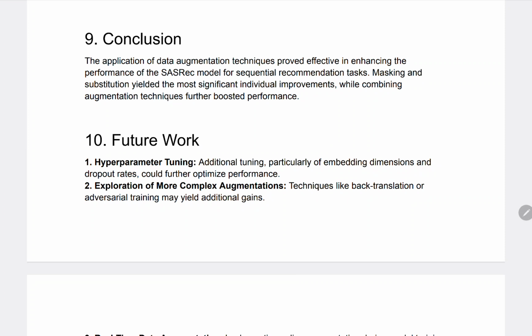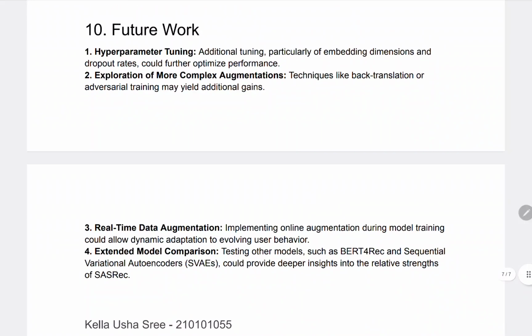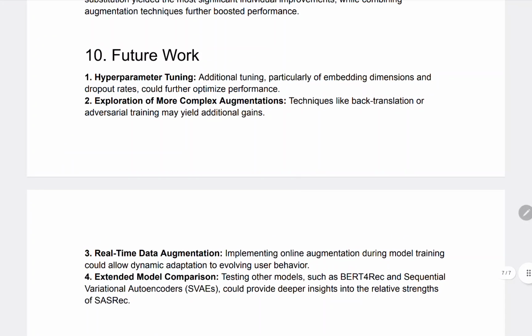We could explore advanced augmentations like adversarial training or back translation. Real time augmentation during training could help models adapt dynamically to user behavior. Testing with other architectures like BERT4Rec could deepen our understanding of augmentation's impact.